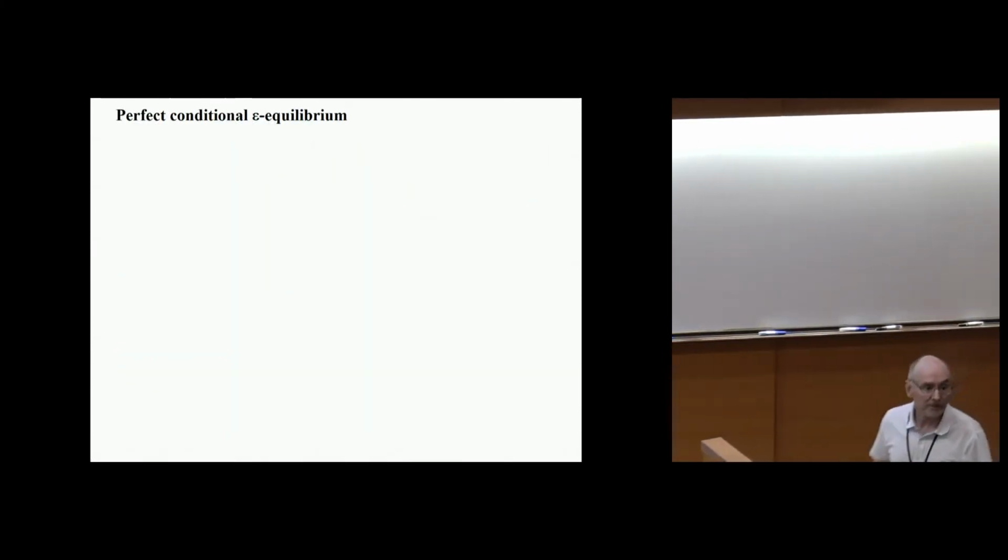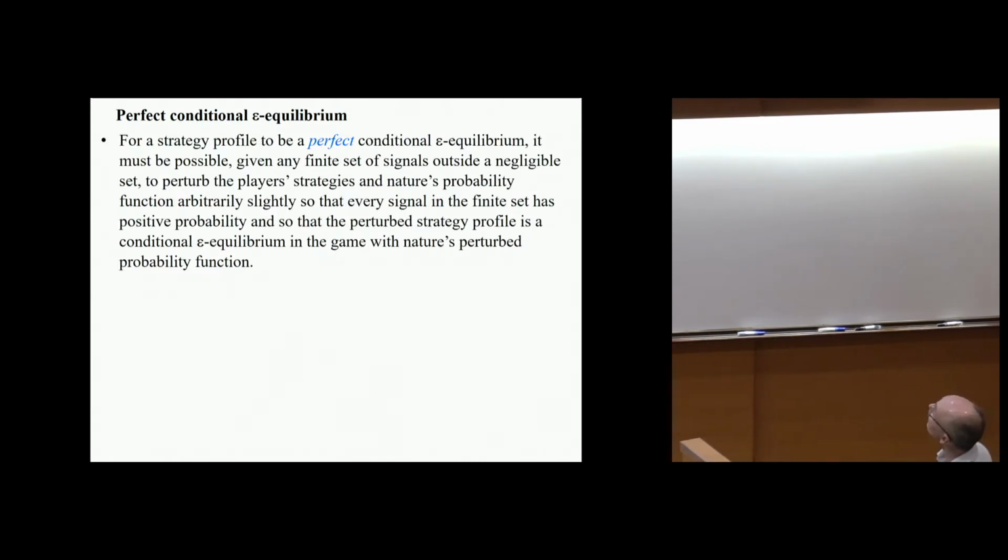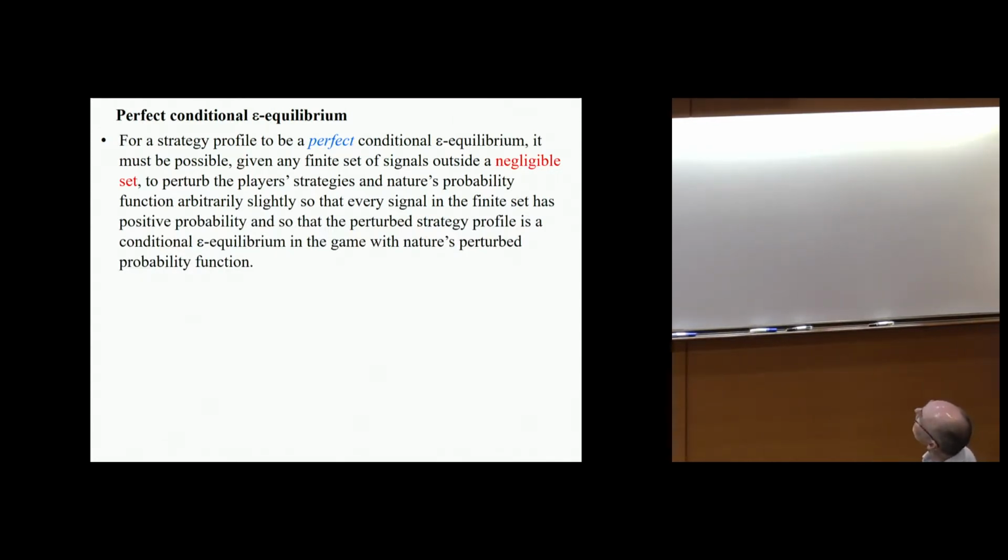Let's put some formality to the words. So there are the words again, same words. There are several pieces. What do I mean by a negligible set of signals? What's a negligible set? It's really what you think it should mean.